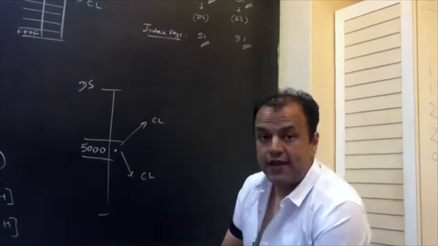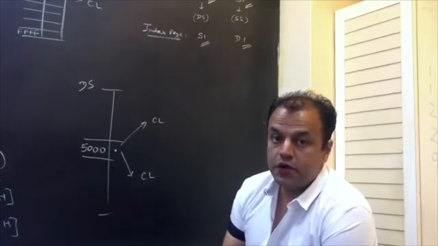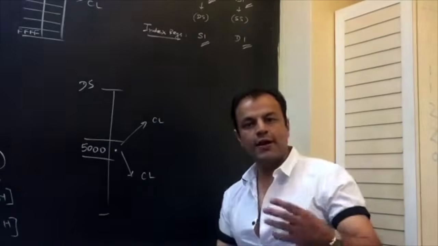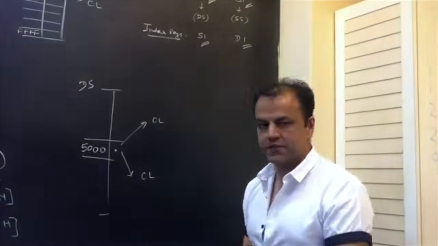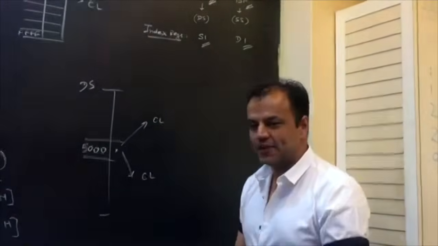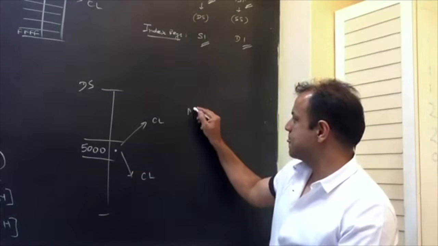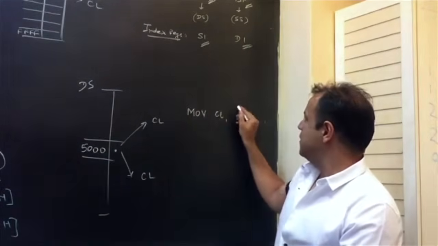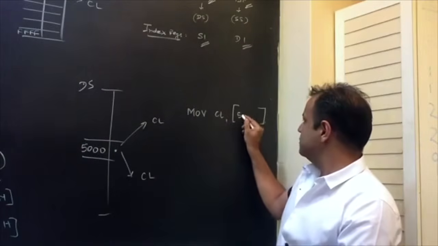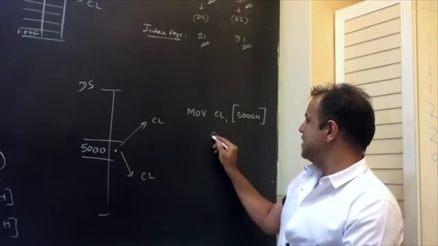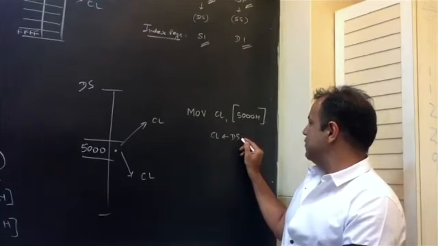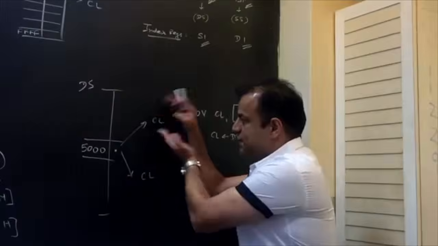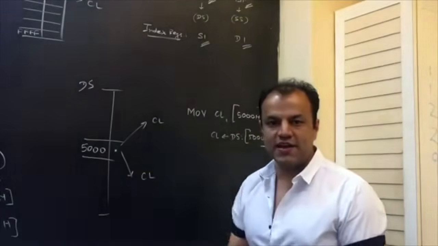If you give the address directly, it is direct addressing mode. If you give the address using a register, it is indirect addressing mode. Come on, be a good student and try to answer both of them. First, if I am doing it using direct addressing mode, what will be the instruction? Move CL, comma, square bracket 5000. Who gets what? CL gets the data from the data segment from location 5000. Did you all understand this? This is the data segment, location 5000, and that data comes into CL. So this was direct addressing mode.